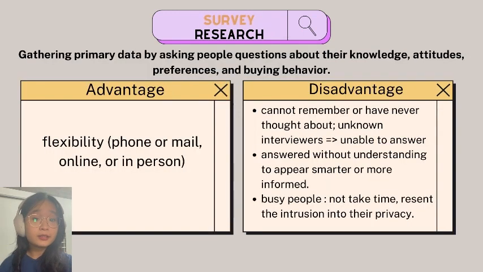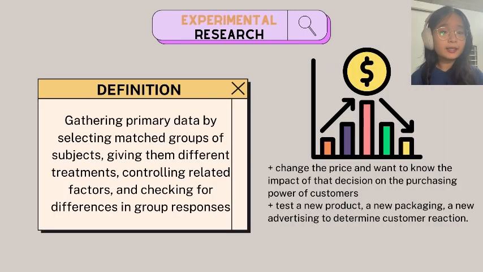The third one is survey research. This means that you're gathering primary data by asking people questions about their knowledge, about their understanding, about their attitudes, about their preference or buying behaviors. Finally, experimental research. This means that you're gathering primary data by selecting matched groups of subjects, giving them different treatment and controlling related factors, and checking for differences in group response.